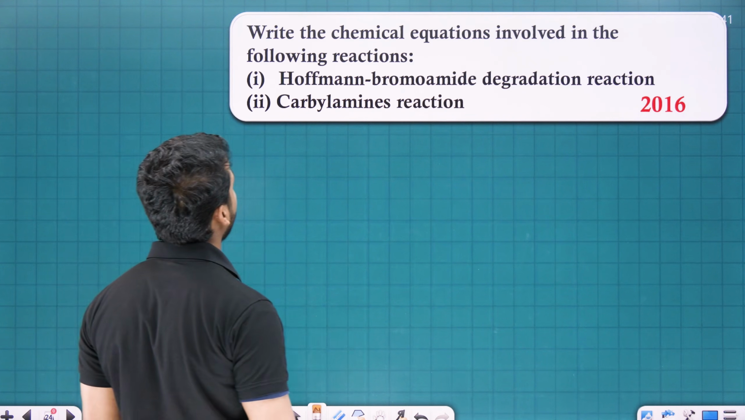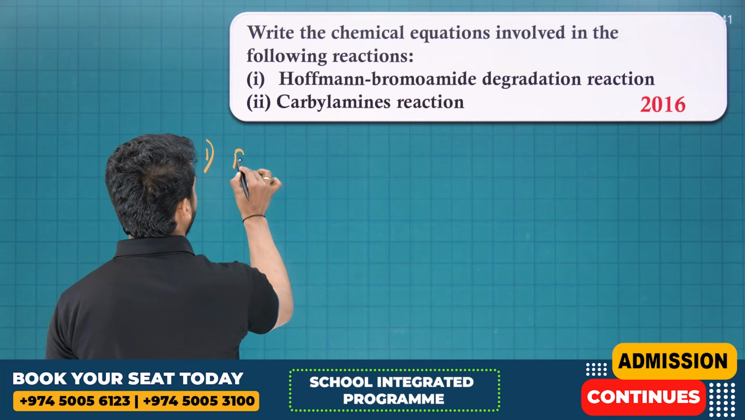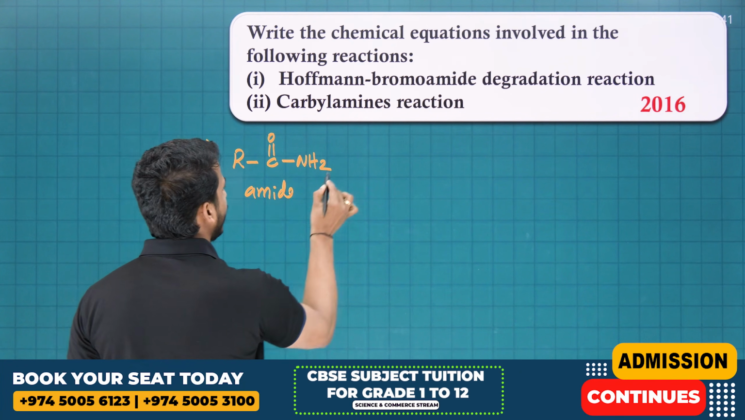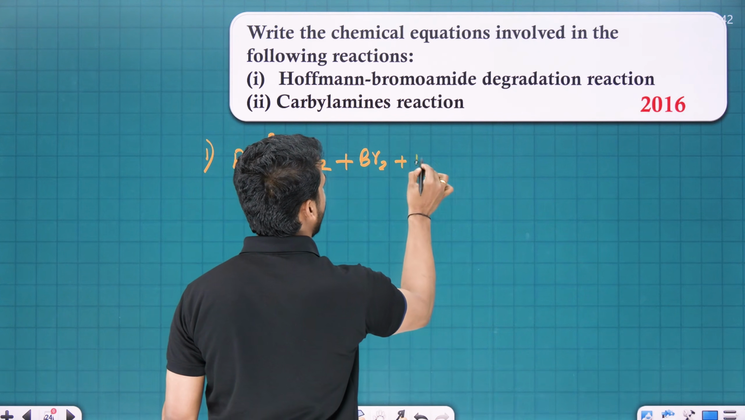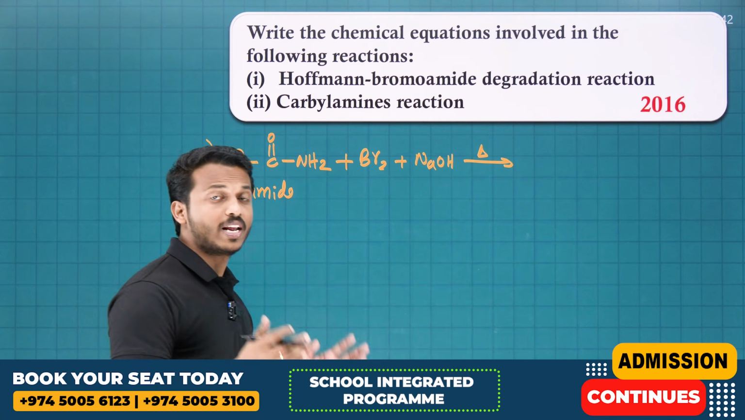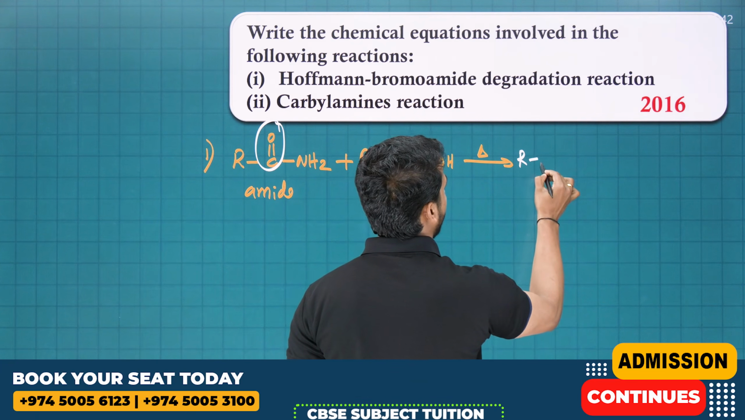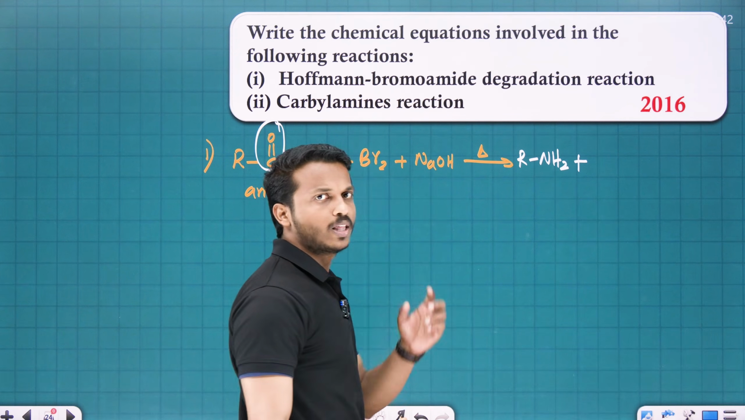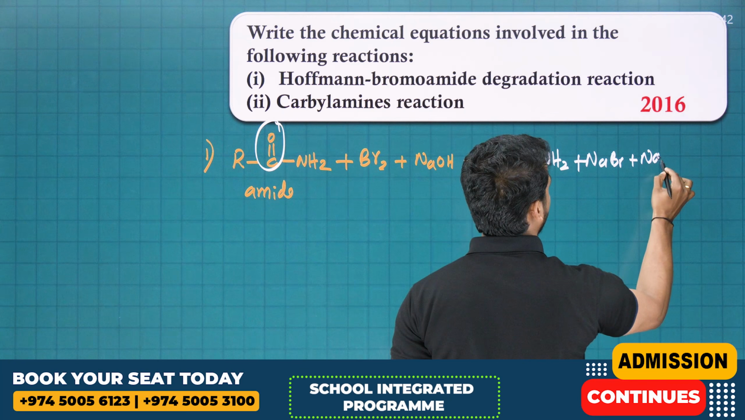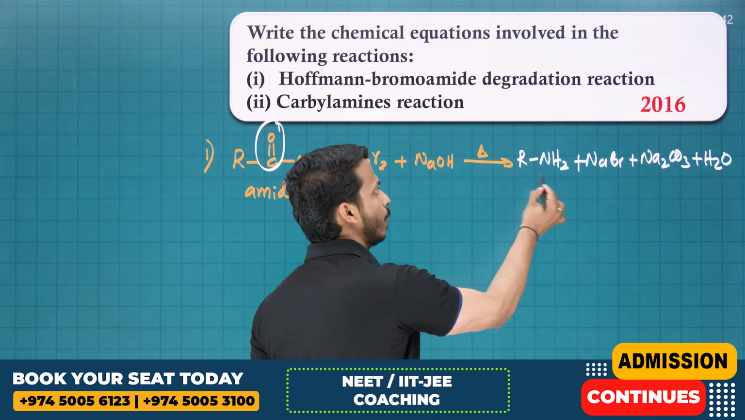2016. Write the chemical equation involved in the following. 1. Hoffmann. What is Hoffmann? Take an amide, RCONH2. When an amide reacts with bromine in presence of a base, NaOH or KOH, and heat, the CO group is cut and you get the amine RNH2. Remember the byproducts in the Hoffmann reaction: NaBr, Na2CO3, along with H2O. This is also a method to prepare primary amines.